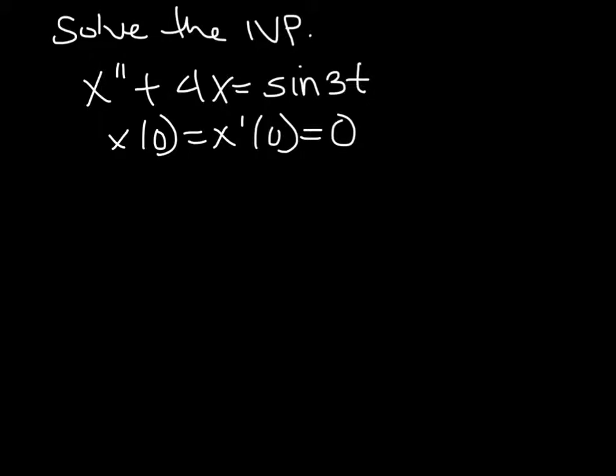So notice that this is a non-homogeneous linear second order differential equation, right? Because it's not equal to 0. Our first example was homogeneous, but this one's non-homogeneous. It's obviously an IVP because we have initial conditions. So we can definitely apply the Laplace transform to both sides.